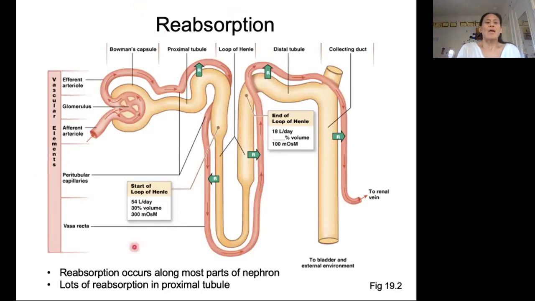reabsorption. Okay, so you saw this figure the last time, and what I want to point out on this figure is that these green arrows indicate the process of reabsorption. As you can see, reabsorption happens throughout most of the tubule. However, most of the reabsorption happens in the proximal tubule, okay?